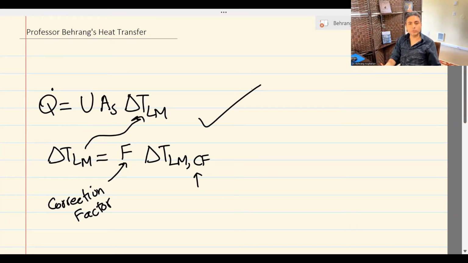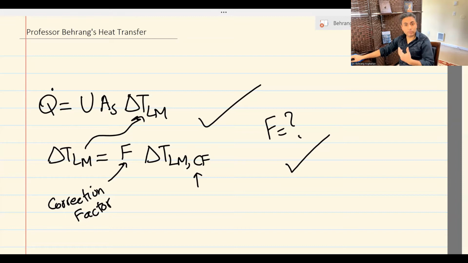The question is, where do we get that correction factor? That correction factor comes from some analysis that you can find in some tables that I'm going to share for you. And then after this, I'm going to show you how you can find that correction factor using EES. So let's take a look at these tables to see how we can solve the problem we were given, because the problem we were given at the beginning of this video was, in fact, a shell and tube, 1 shell, 2 passes. All right, let's do that.